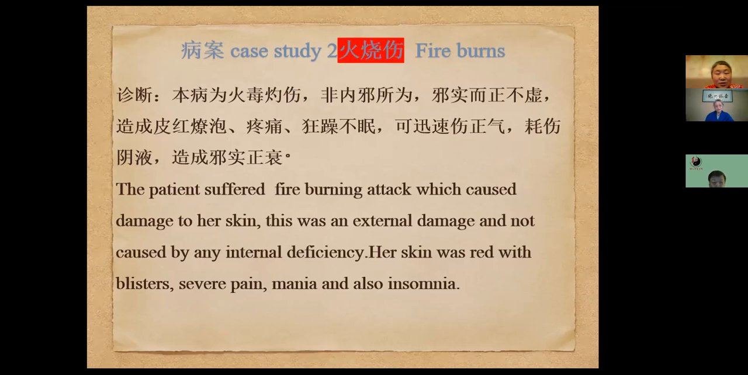And then we come to case two: a fire burn. This patient suffered a fire burning attack, which caused damage to her skin. It happened while cooking some oil; the kitchen caught fire and she was attacked by the fire. It was external damage and not caused by any internal deficiency. The skin was red with blisters, severe pain, and also insomnia.